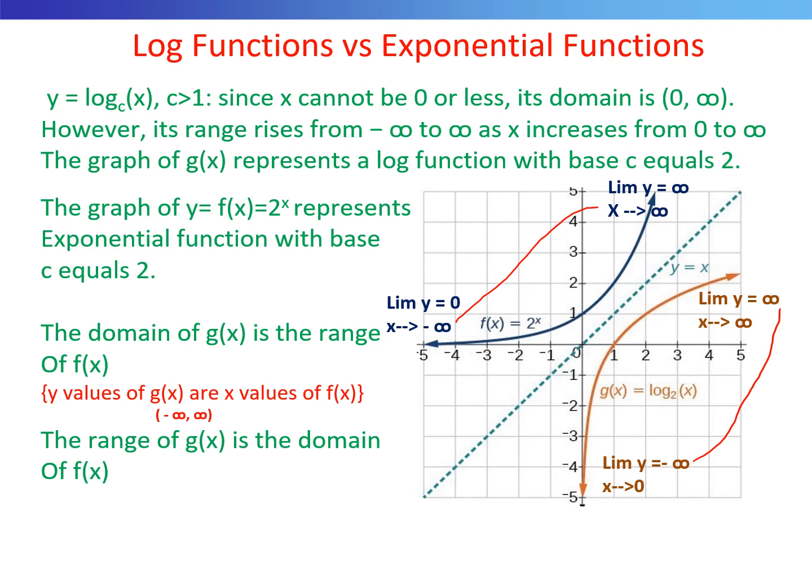The range of g of x is the domain of f of x. Let's take a look at the x values of g of x. G of x is the brown one. The x values are these. So the x value is here 0 and the other x value is infinity. So 0 to infinity. The x values of g of x are the y values of f of x.